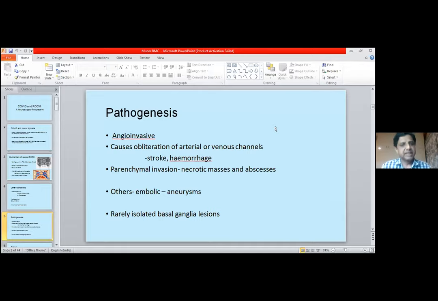Another way of presentation is direct parenchymal invasion, which causes necrosis of the neurons and abscess formation. Among rare presentations of mucor, generally aspergillus and other organisms present. Small emboli are formed, either from somewhere else in the body or in the cavernous sinus. They get dislodged and go distally, settle, weaken the vessel wall, and an aneurysm forms.